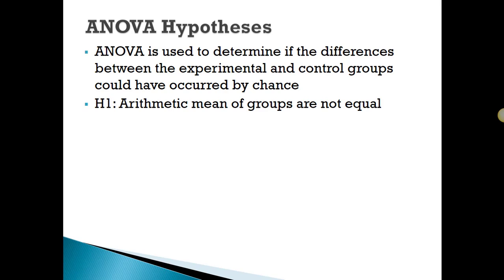So the null hypothesis is always going to be that the arithmetic means are equal, and the research hypothesis is that the means are not equal.